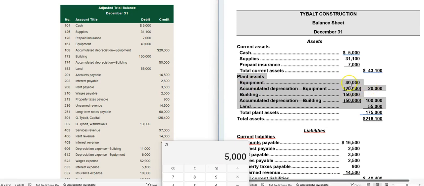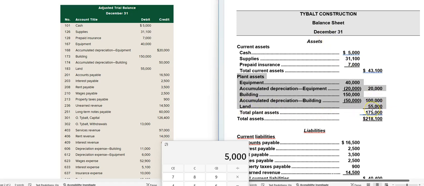Equipment originally cost us $40,000. We have since depreciated or expensed $20,000 of it. It still has a $20,000 asset value. Building we originally purchased for $150,000. It has an accumulated depreciation of $50,000. It still has a current value of $100,000 as of December 31st.